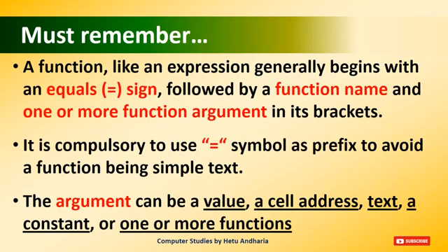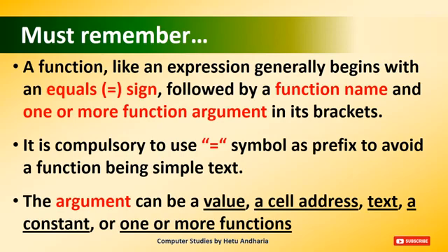So what was the syntax of that function? It begins with an equal to sign followed by the name of the function. What was the name of the function? SUM. Then inside the bracket there were two arguments, A1 and D1, written inside the bracket. Now the function may have one or more arguments, it depends on the function. And one thing which is compulsory is that all functions should start with the equal to symbol.